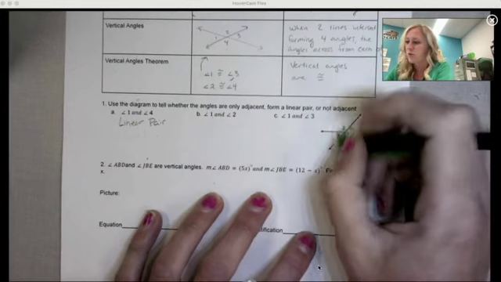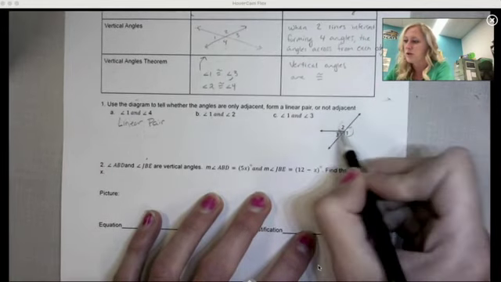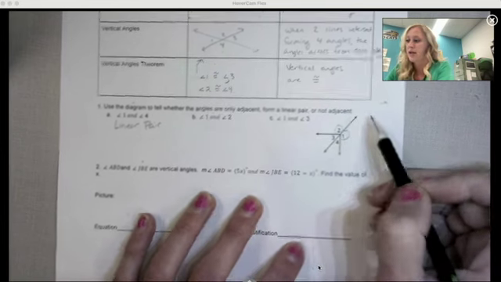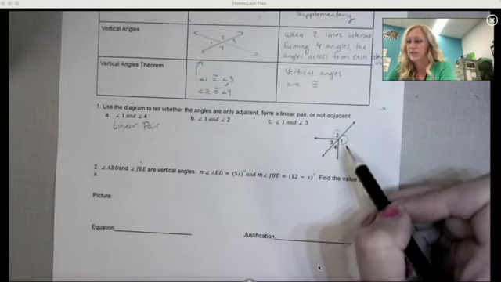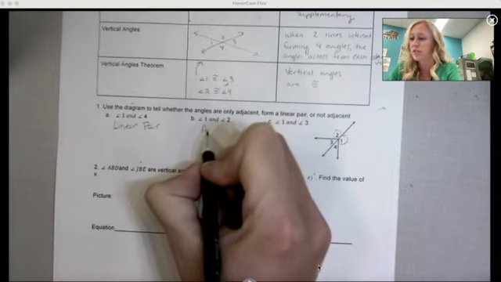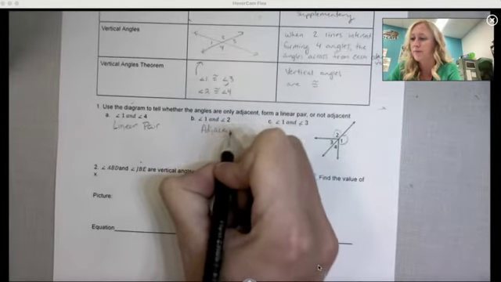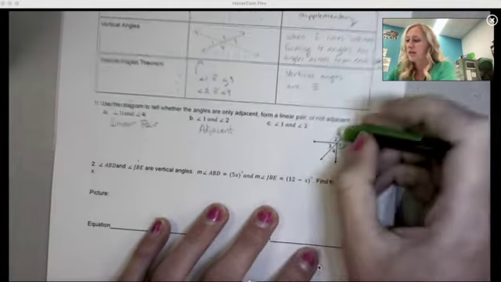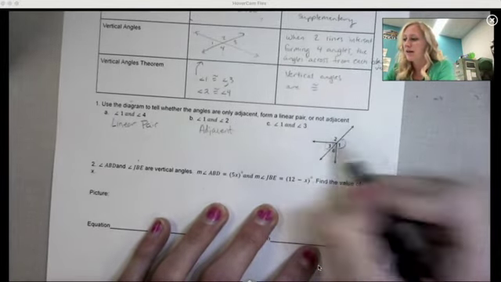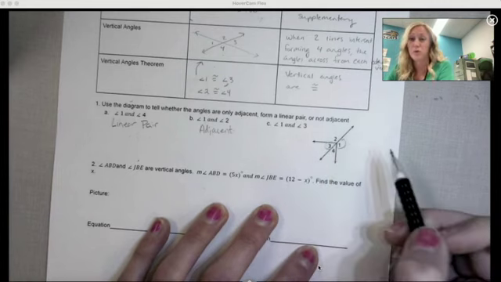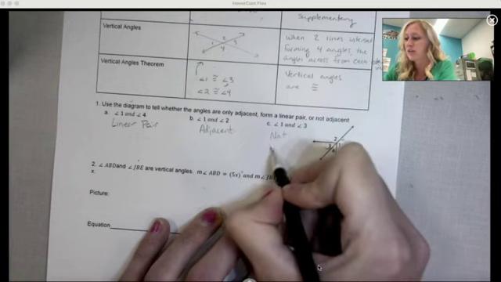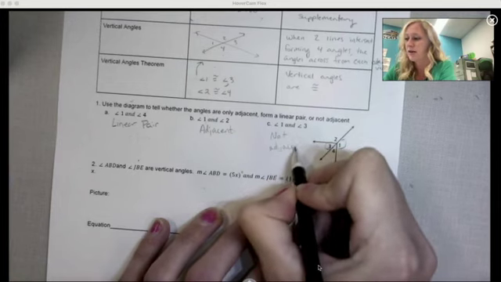Now let's look at angle 1 and angle 2. These are right next to each other. They're sharing this ray, but they don't form a line together. Those two angles together are more than 180 degrees, so these are only adjacent, not a linear pair. Now we're looking at angle 1 and angle 3. These are not right next to each other because there are angles in between them. So these are not adjacent. And if they're not adjacent, they cannot be a linear pair.